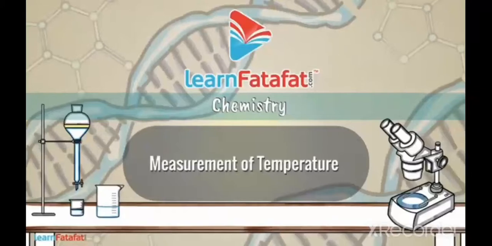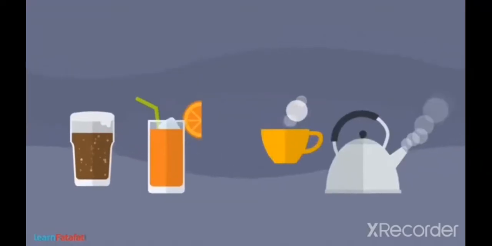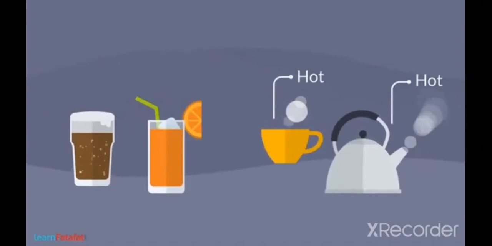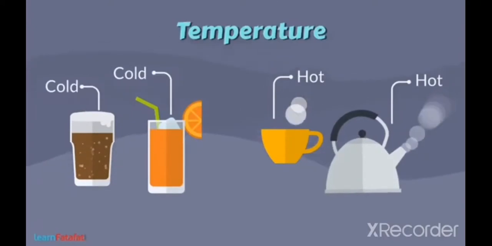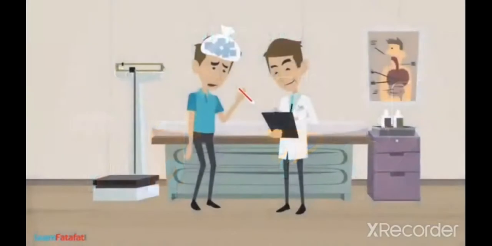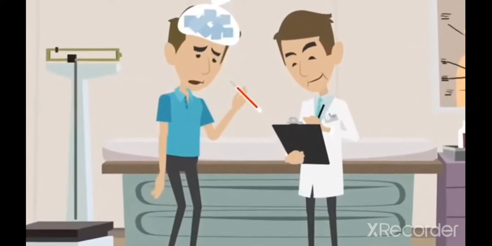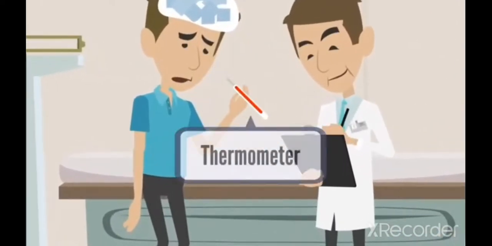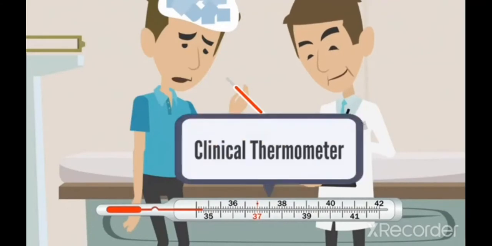Measurement of temperature. It is possible to identify whether an object is hot or cold with the help of temperature. How do we measure temperature? In hospitals, you might have seen doctors using a device for measuring temperature. What is it? It is a thermometer. The type of thermometer which is used to measure the temperature of our body is called a clinical thermometer.